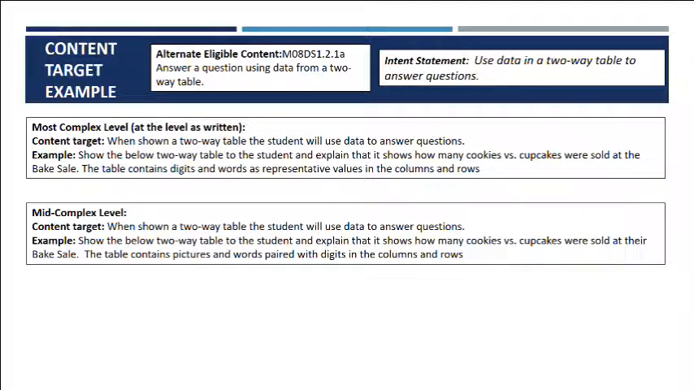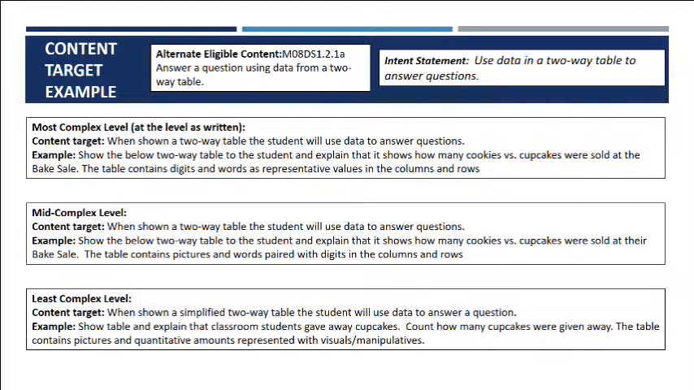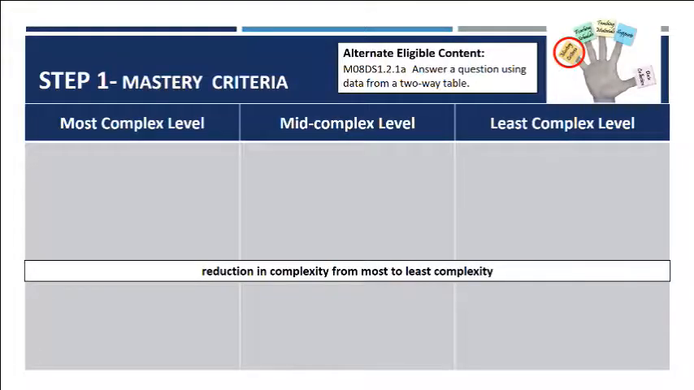We're going to be using at the most complex level a lot of digits and words, but we're going to be using pictures and, even though we're using pairs, a lot of quantitative amounts. And by the time we get to the least complex level, it's going to be a very simplified two-way table to use data to answer questions. So instructionally, I'm going to be using a lot of pictures, quantitative amounts, reduced complexity in the amounts. So you understand that, as we've talked about that a lot in past webinars.